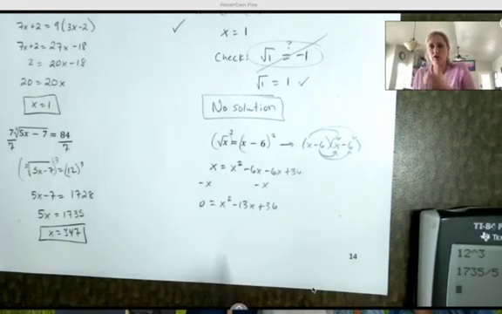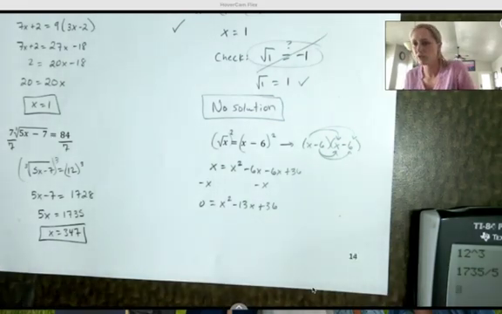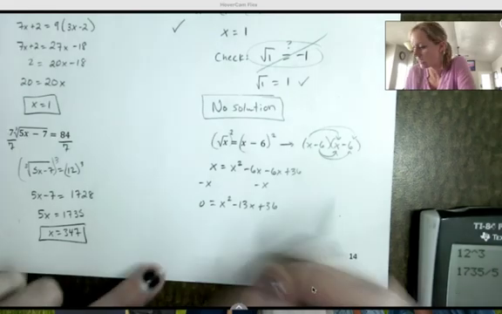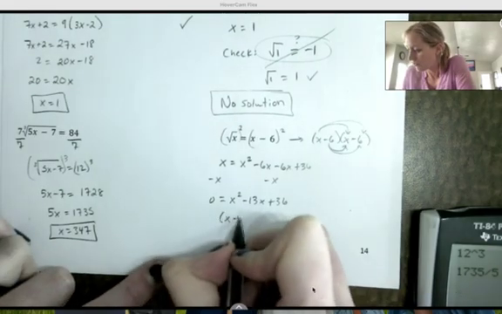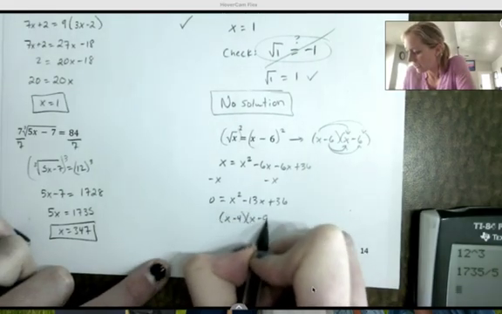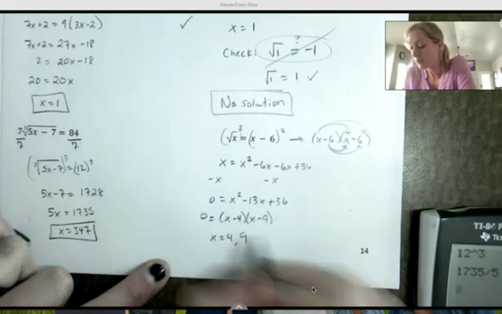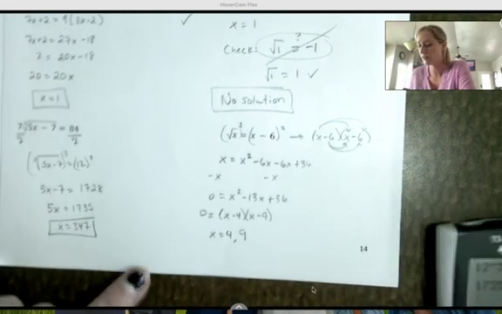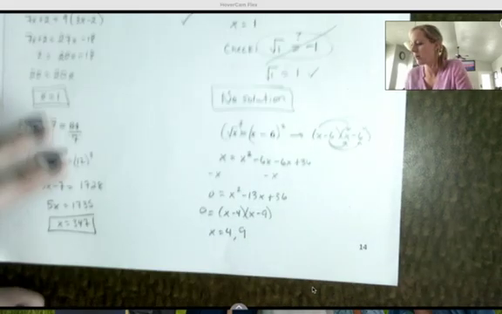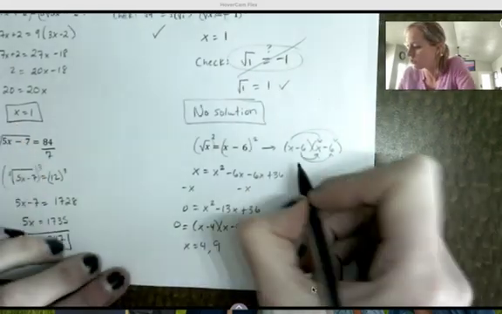Okay, so I could solve using the quadratic formula, completing the square, or factoring. This one factors nicely. X minus 4 and x minus 9. So then x equals 4 or 9 would be my solutions. Now I need to check. This was an even root up here. Possible I have some extraneous solutions.